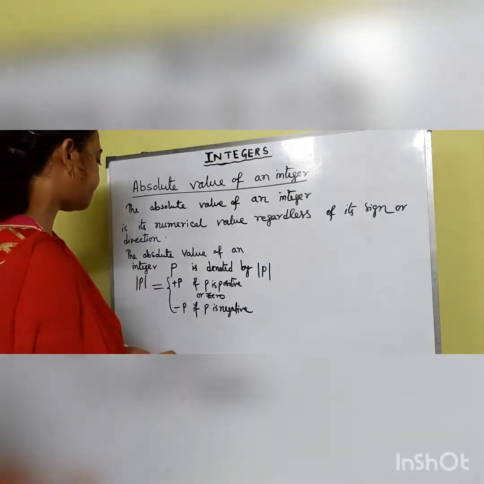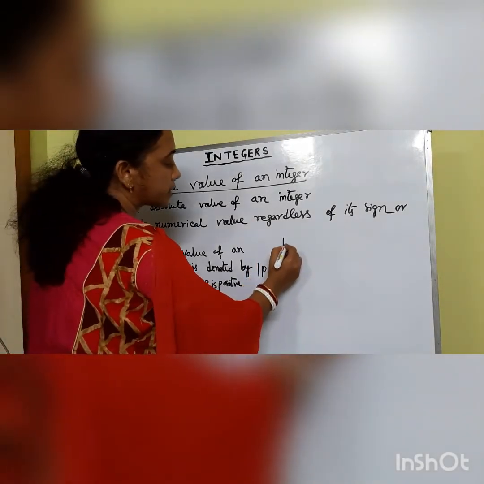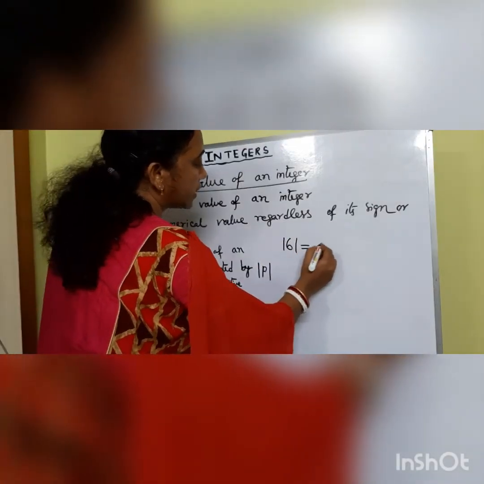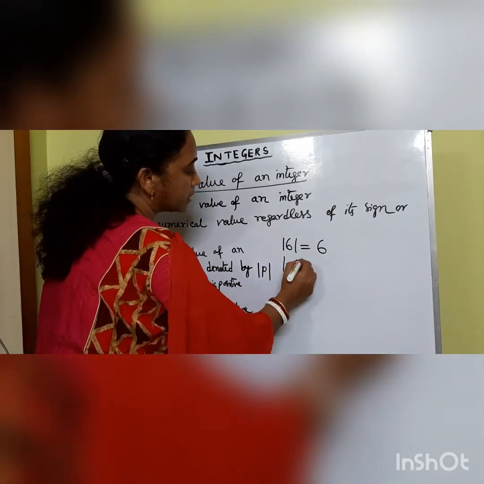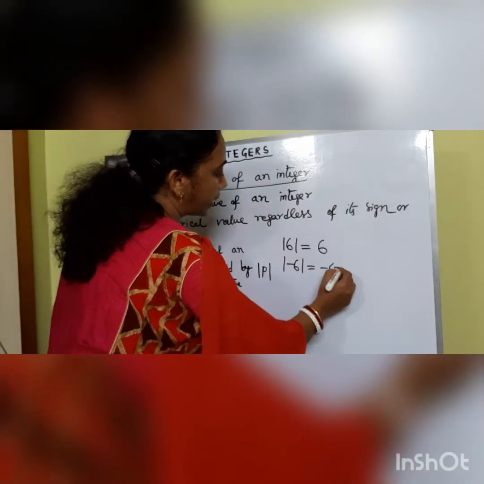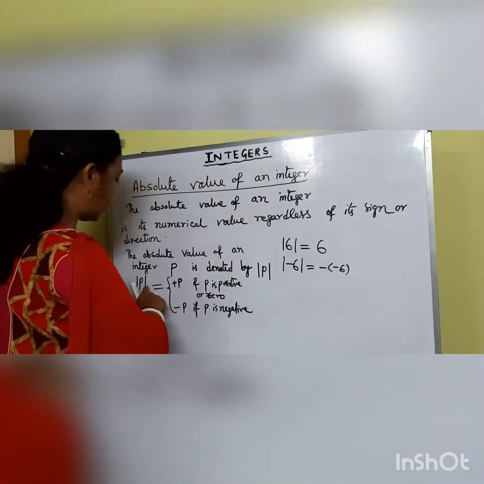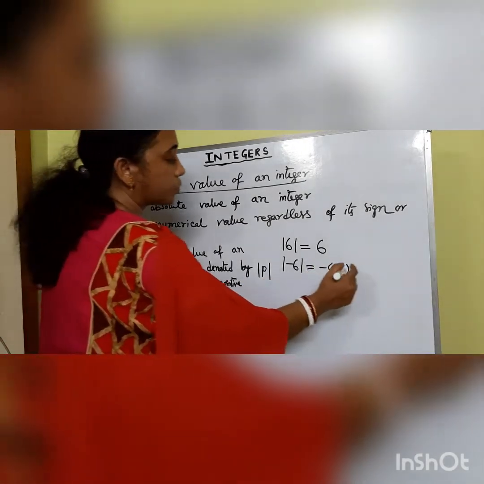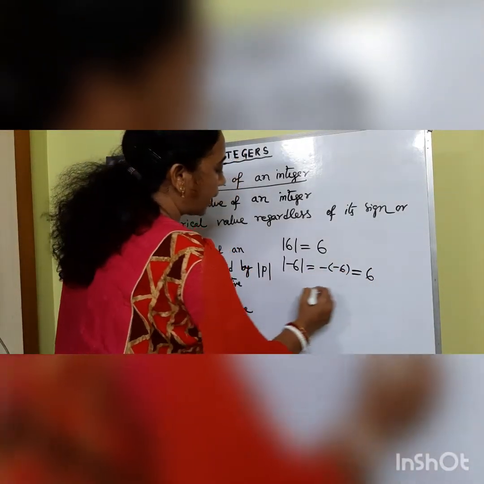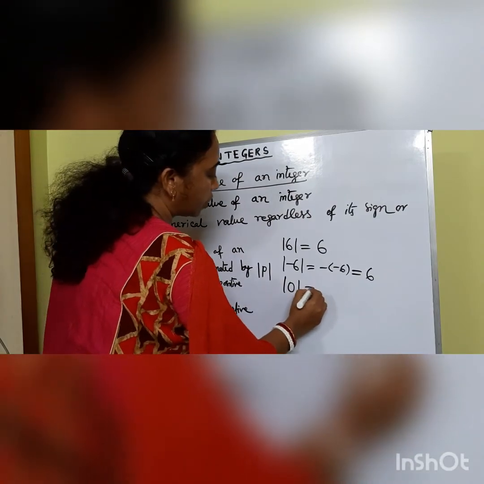For example, the absolute value of 6 is equal to 6 because 6 is a positive integer. The absolute value of minus 6 is equal to minus of minus 6, because the absolute value of a negative integer is minus p. So here we put one minus, so it becomes 6, and the absolute value of 0 is equal to 0.